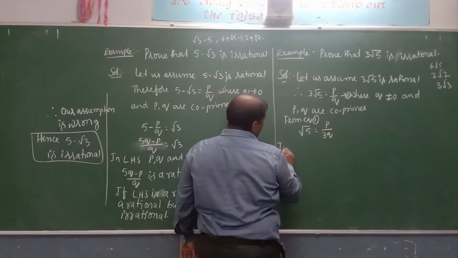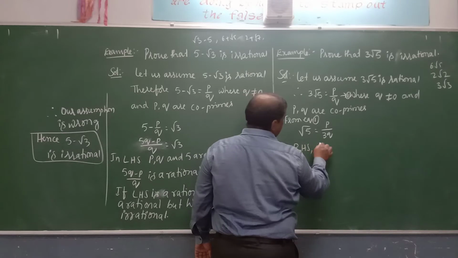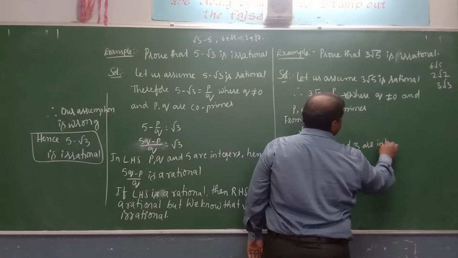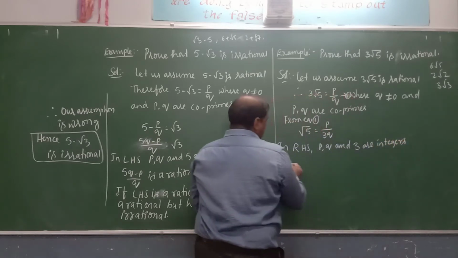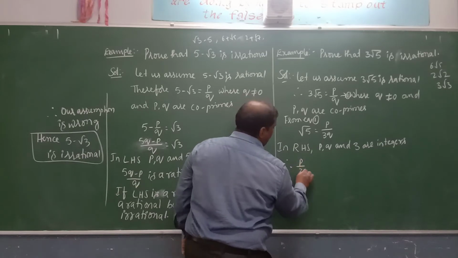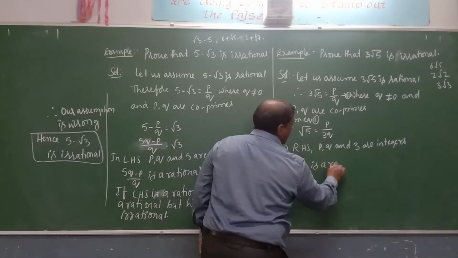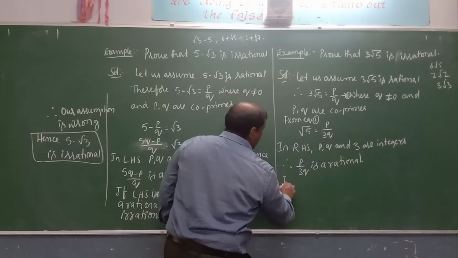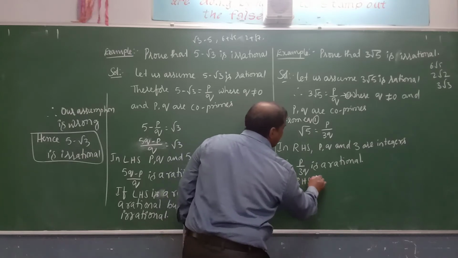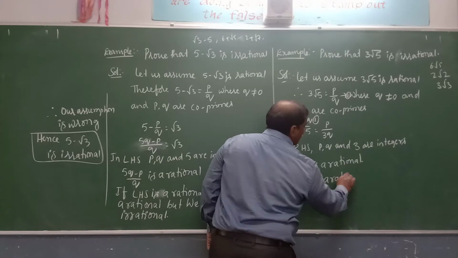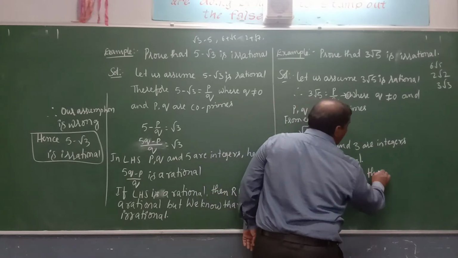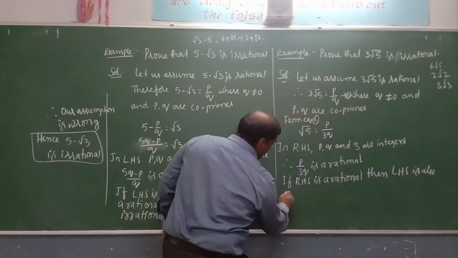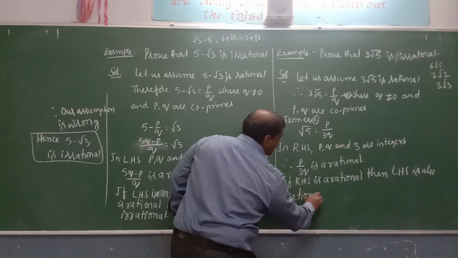In the RHS, p, q and 3 are integers. They are integers. Therefore, what is it? p by 3q is a rational number. Now, if the RHS is a rational, then the LHS is also a rational.